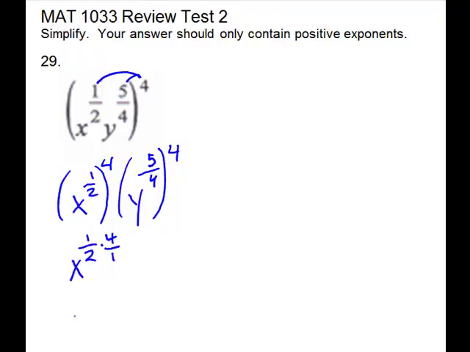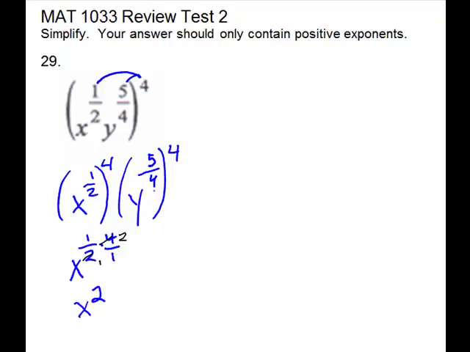Let's go ahead and finish the x. So we can simplify on the diagonals. We can divide out that 2. So 2 will go into 2 once and 2 will go into 4 2 times. So this will give us x to the 2 over 1, which is just 2.